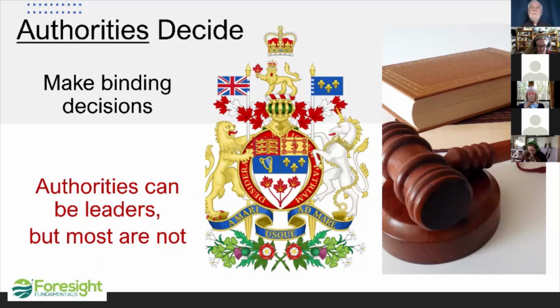So the boss, the CEO, the general in the army, the police officer on the street, the parent in the home, they are authorities. And those people in their jurisdiction are obliged to follow their orders and do what they say. Maybe what they say is not always the right thing, but you have to follow their orders anyway. Those are authorities. They can be leaders, as I'll define them, but oftentimes they are not.